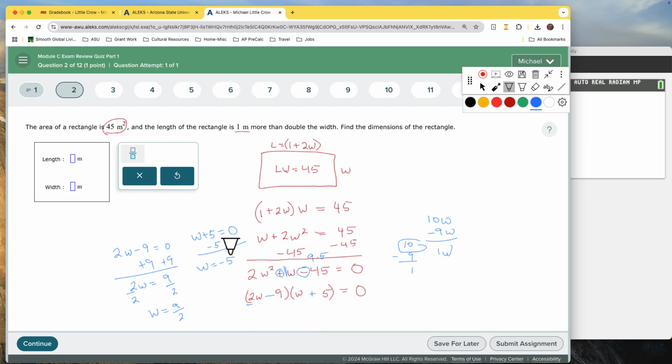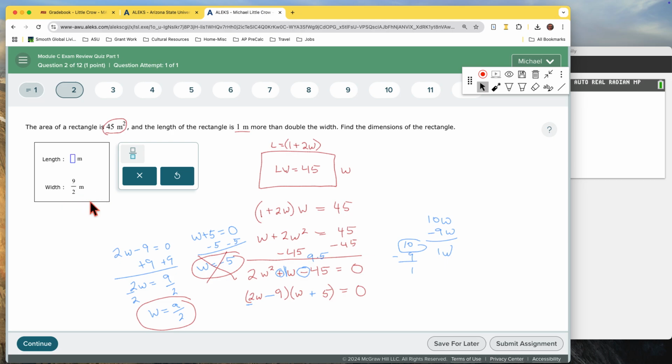Oh, okay. Wake up here. Can we have a negative width? So we got an answer here, but it doesn't really work, right? Because the width can't be negative. So this is going to be our width. We'll put that right in here. 9 halves.